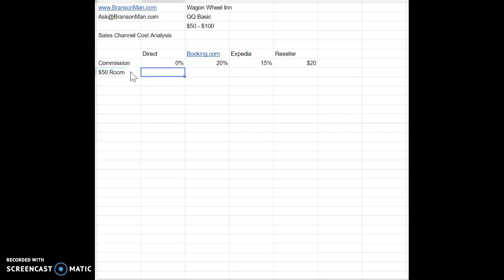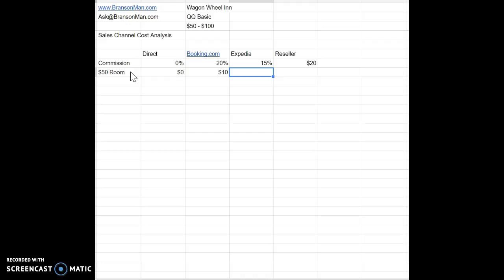What is the cost? If we sell it direct, nothing. We don't have to pay anyone anything. Now, there are credit card fees, and there are some other little technicalities, but just for the sake of easy math, we're going to say there's no commission that's paid out there, even though there might be a small cost involved. Booking.com, they sell it for 20%. That works out to be $10. So we got to give them $10 to sell that room. So we're going to end up with $40.